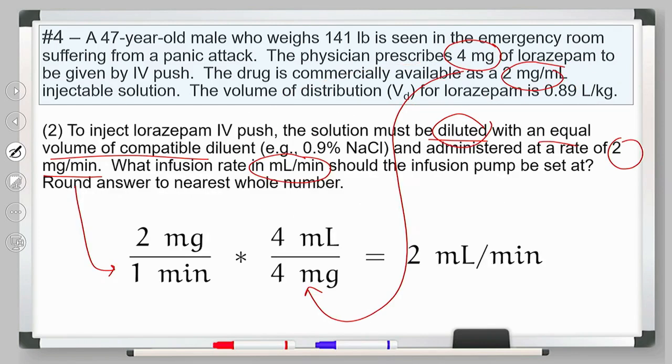But what did this say to do? With an equal amount. So we have to take our 2 milliliters and add an additional, exactly the same amount, 2 milliliters of sodium chloride. So in the end, what is my total volume? 2 plus 2 is 4. So there are 4 milliliters containing 4 milligrams. That's how I can convert milligrams per minute to milliliters per minute. And in the end, what I need to infuse this is at 2 milliliters per minute. Okay? Now we know what we're doing.